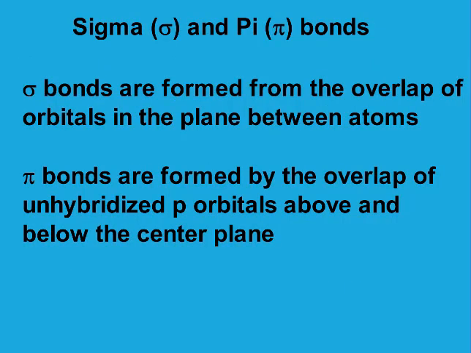Sigma and pi bonds make up those single, double, and triple bonds. A sigma bond is formed from the overlap of orbitals in the plane between atoms, while a pi bond is formed by the overlap of unhybridized p orbitals above and below the center plane. You do not have to know the definitions of sigma or pi bonds, but what you do need to be able to do is recognize them in a molecule.